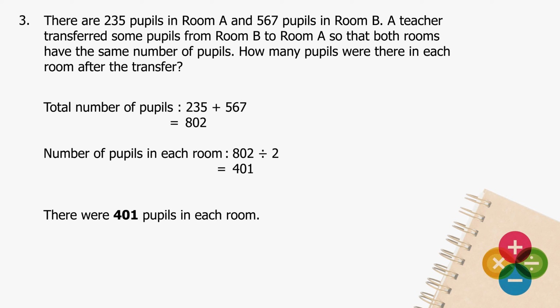The total number of pupils will be add 235 to 567, and the sum is 802. The number of pupils in each room will be divide 802 by 2, and the quotient is 401. There were 401 pupils in each room.